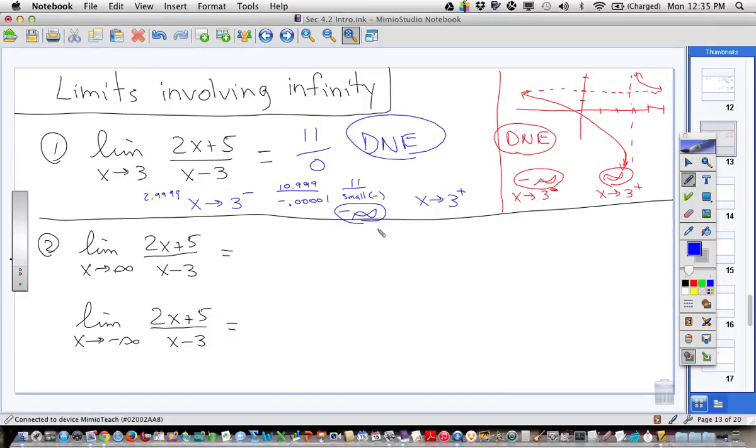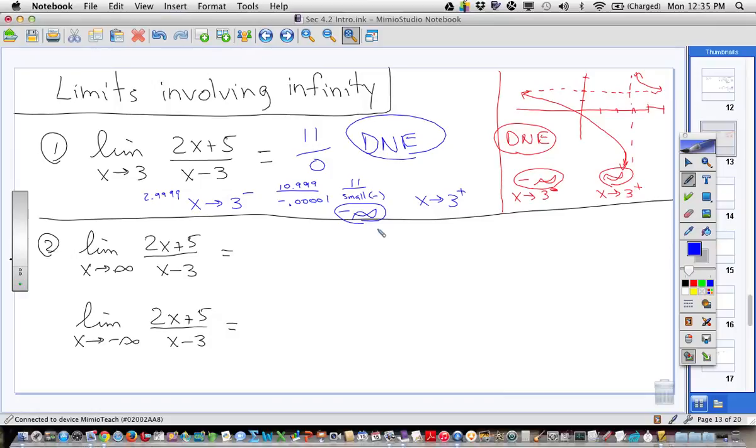Well, what happens when the bottom gets closer and closer to 0? The fraction gets bigger, right? When the bottom gets closer to 0, the fraction gets bigger and bigger and bigger, going to infinity. The only question is, is it positive infinity or negative? In this case, it's negative infinity.